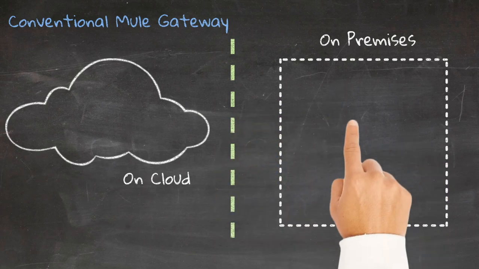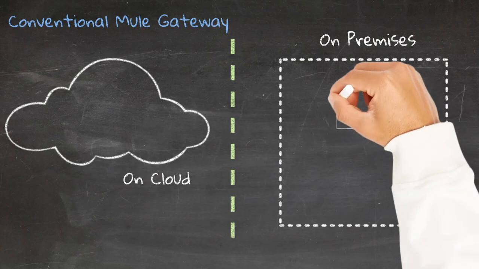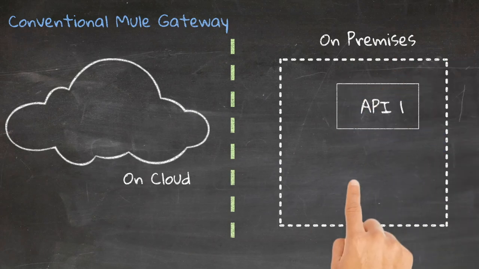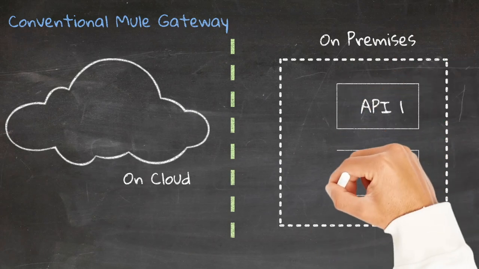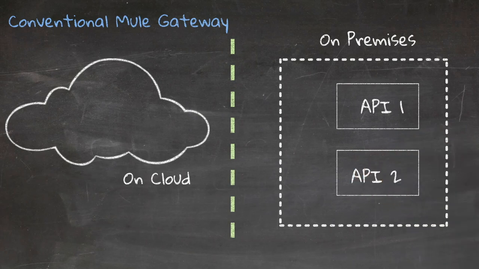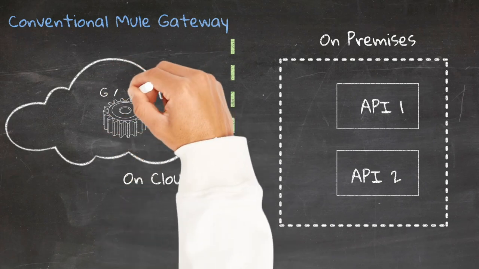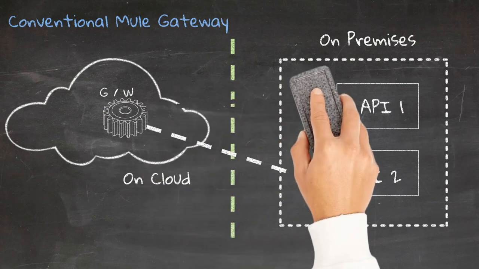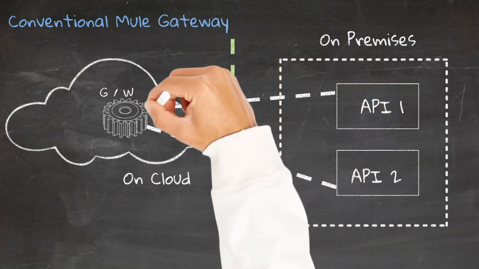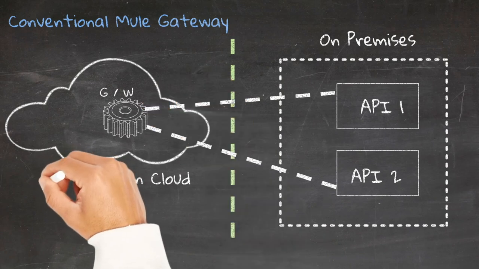For ease of understanding, we are seeing API 1 and API 2 deployed on the on-premises servers. More details will follow in the video, but for now we have two APIs separated by two different Mule runtimes that use individual CPUs. On the cloud, we have a gateway, a conventional Mule gateway, placed on the control plane of the MuleSoft. This gateway acts as a proxy and talks to API 1 and API 2.